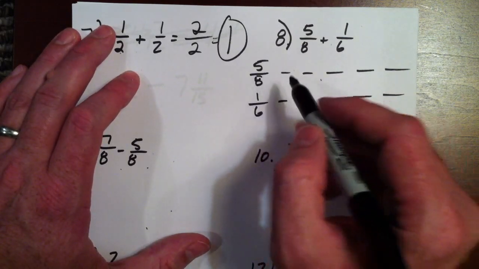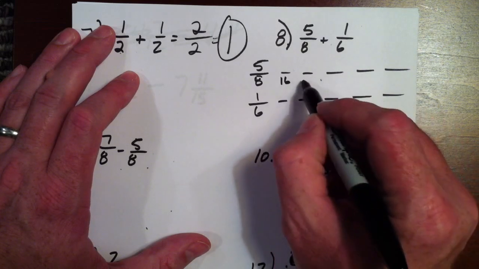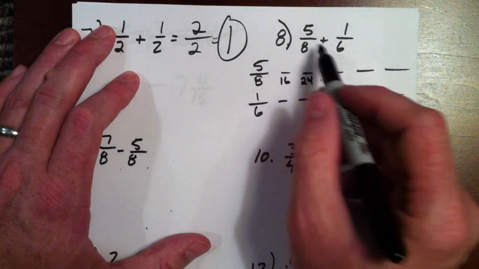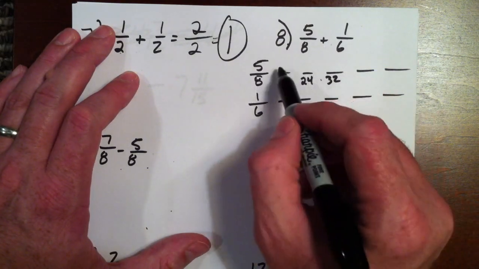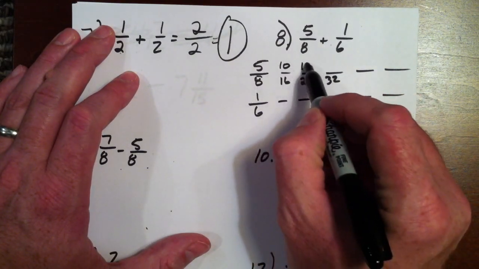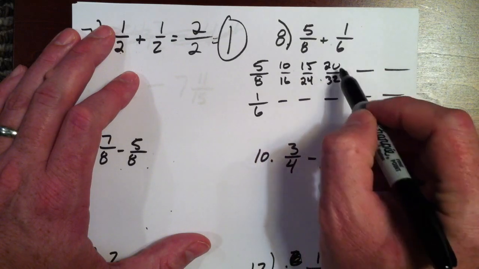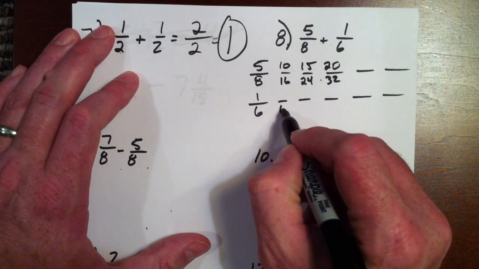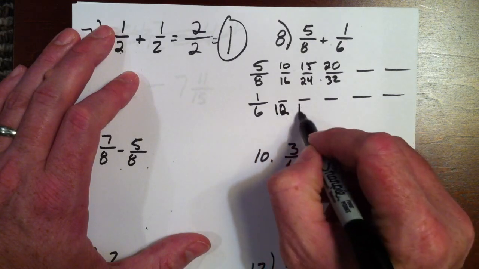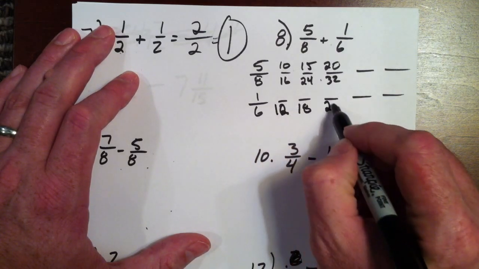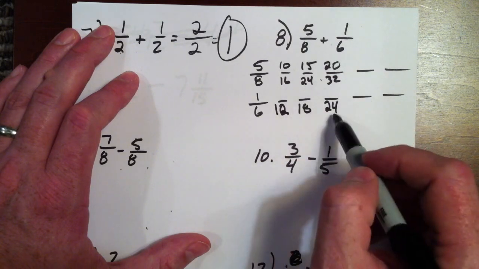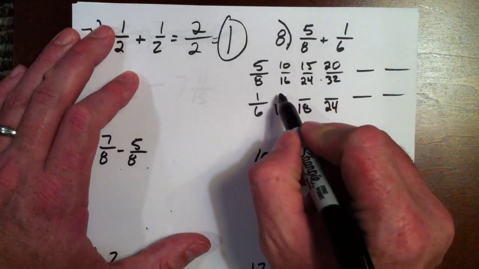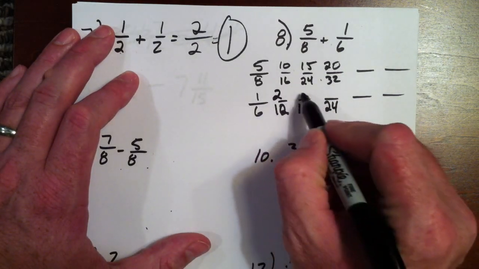So what is a multiple of 8? Well, let's say 16, 24, 32. Well, we have to do the same thing on top: 5, 10, 15, 20. Let's do some multiples of 6. I've got 12, 18, 24. Oh, I found one right there. A common denominator right there. But let's not forget the top. We have to do multiples of 1. And hopefully we can do these real easy.